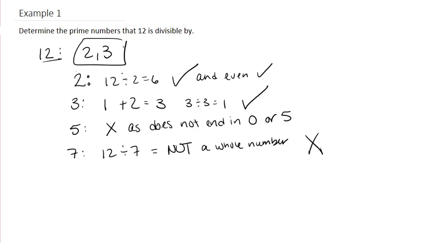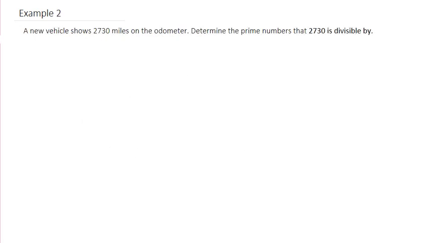So let's go ahead and look at another example. Example 2. A new vehicle shows 2,730 miles on the odometer. Determine the prime numbers that 2,730 is divisible by. So for this, we're going to look at 2 first. And we see that 2 can go into 2,730 because 2,730 is even.